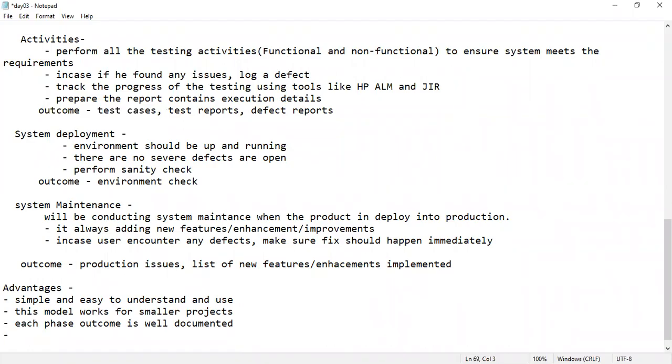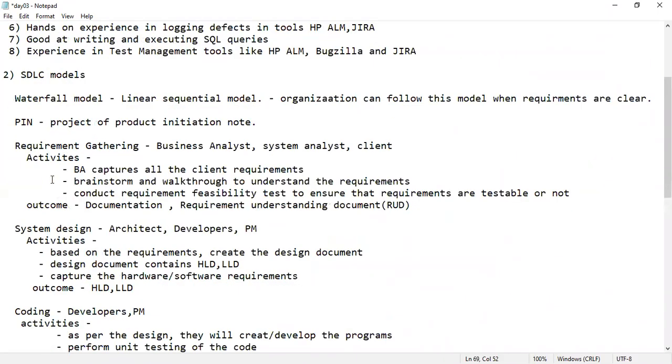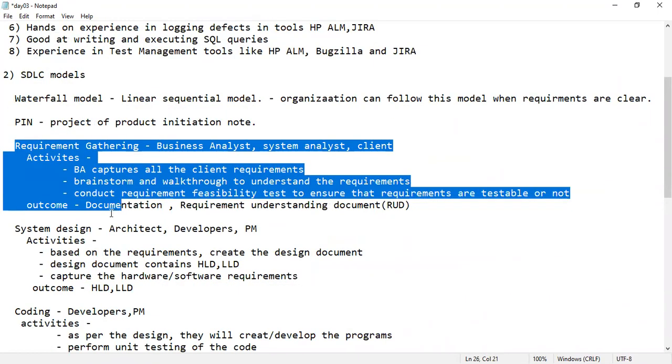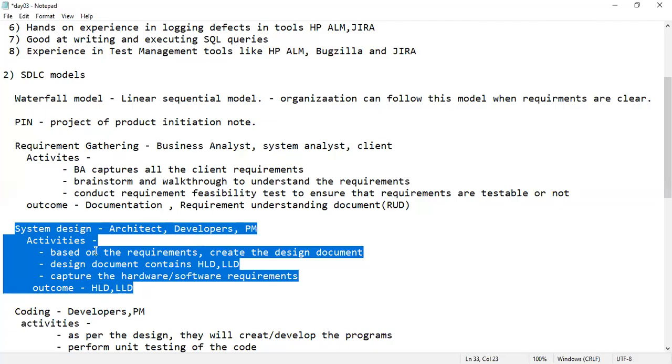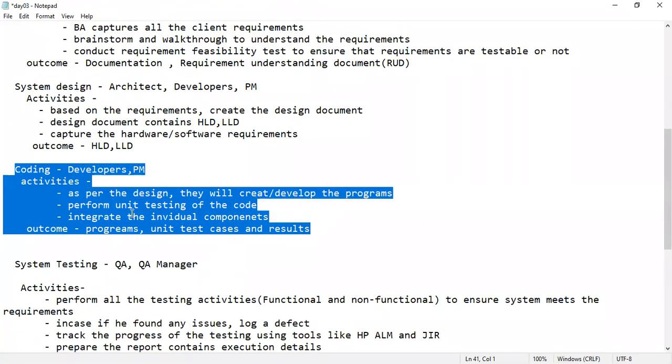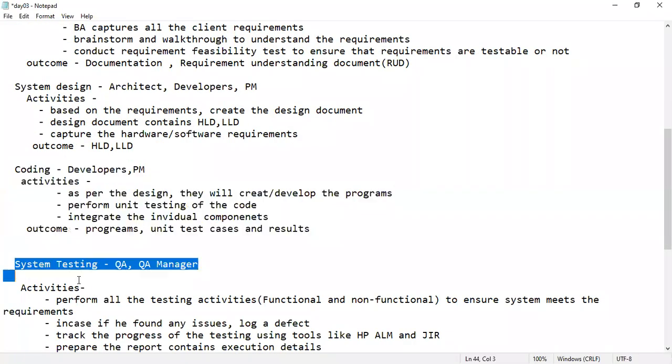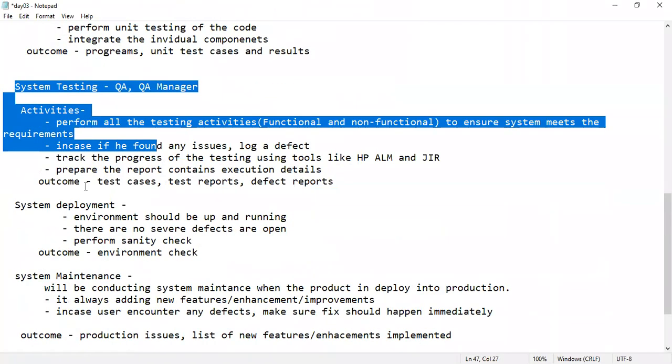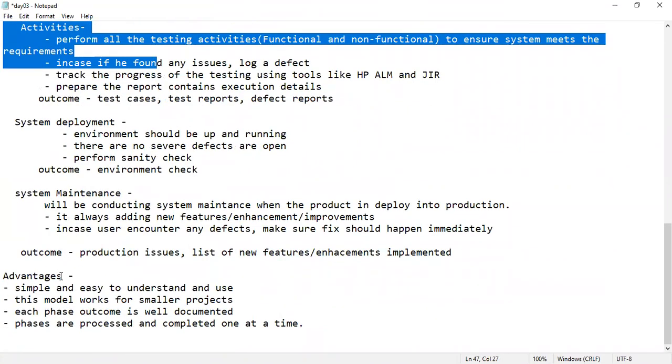What is the next? Phases are processed and completed one at a time. So each phase is completed one at a time. Once we are done with this phase, then only we go to the next phase. Once we are done with system design, then only we are moving to the coding phase. Once entire coding is completed, then only we are moving to system testing. So likewise, these are the advantages.